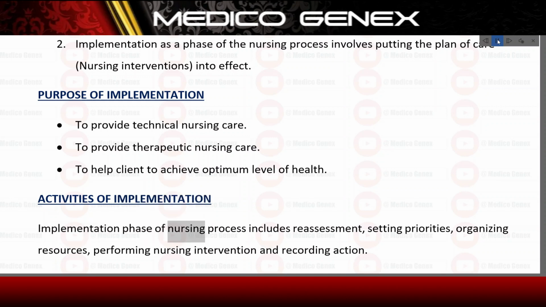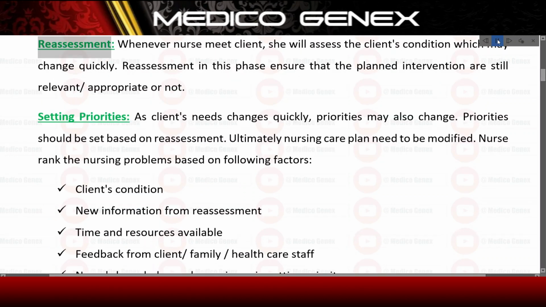Activities of implementation. The implementation phase of the nursing process includes reassessment, setting priorities, organizing resources, performing nursing interventions and recording action. Reassessment: whenever the nurse meets the client, she will assess the client's condition, which may change quickly. Reassessment in this phase ensures that the planned interventions are still relevant and appropriate or not.